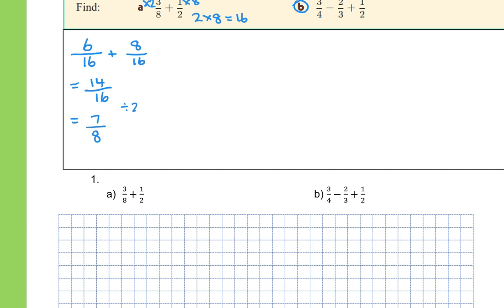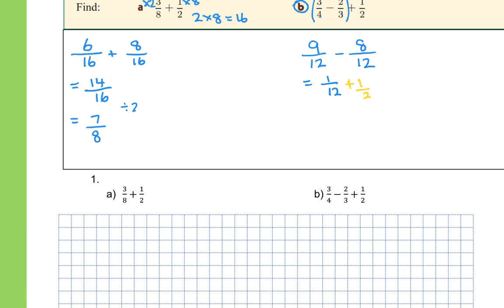Okay, now question B is a bit of an extension, but I'll show you how to do it. If we pop in some brackets, it makes it a bit easier. So let's just do the first fractions and then add in the third one. So 3 times 4 is 12, and then we go 3 times 3 is 9, 4 times 2 is 8. Don't forget the negative sign in there. 9 minus 8 is 1. Okay, so now we've got 1/12.